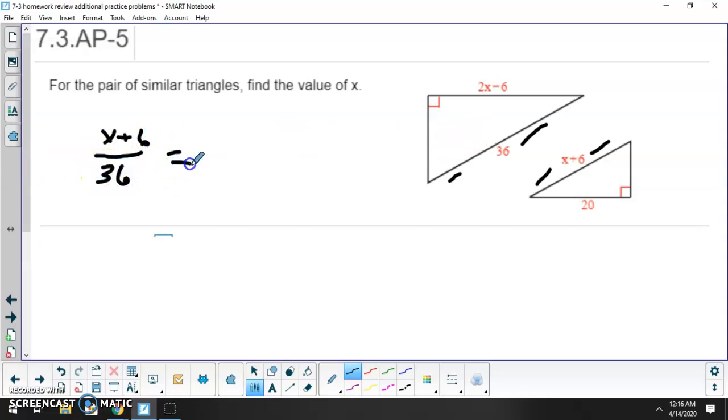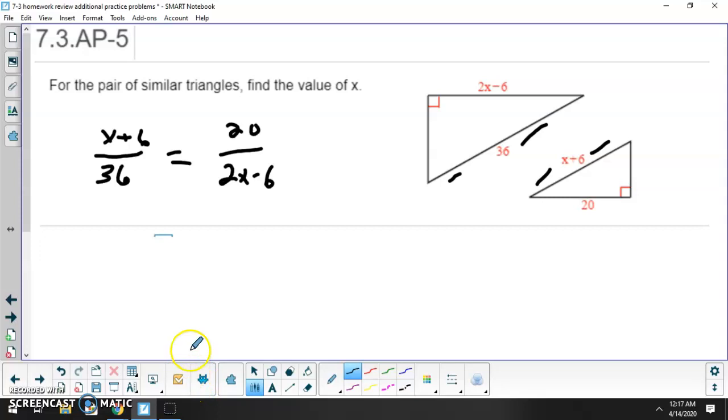Okay? Now, compare the two bases of the triangles. Notice I started with the x plus 6 one here. So we're going to have to start with the small one on the other ratio here. Okay, so that would be 20. Okay, you don't want to start the order different. We're going small to big, small to big. All right, so 20 is compared to 2x minus 6.